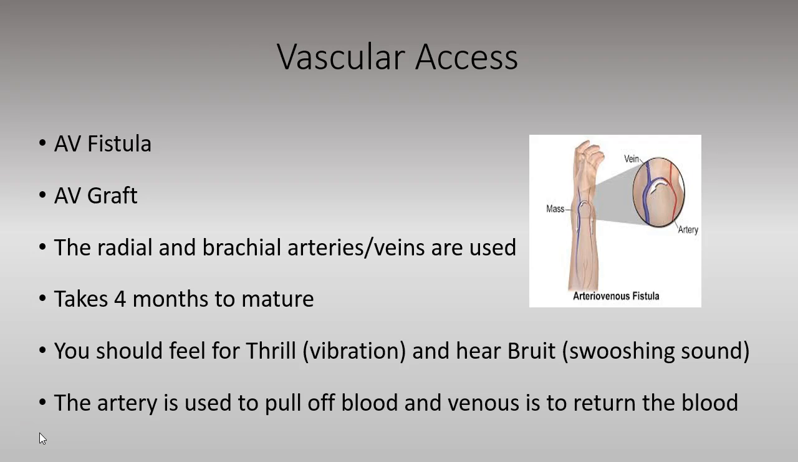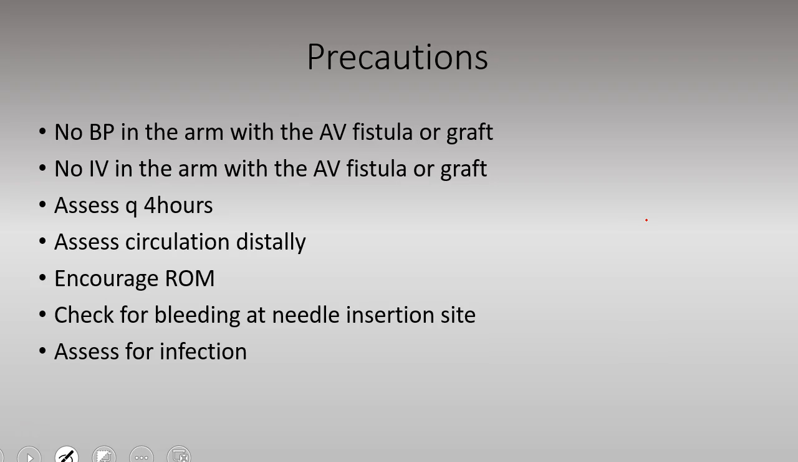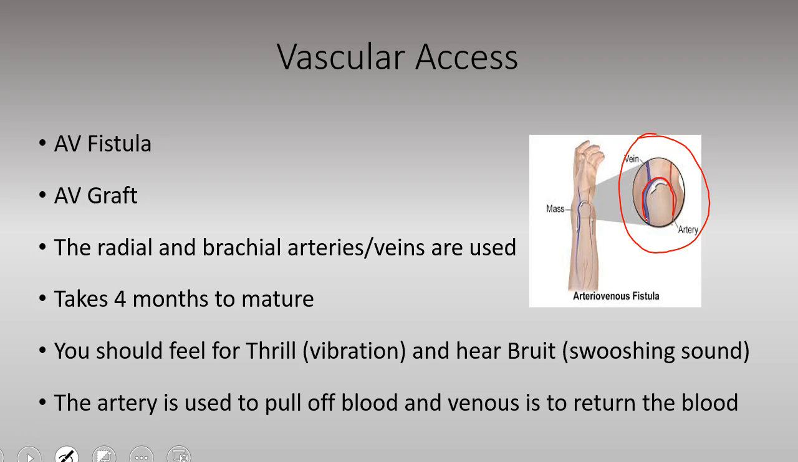You should feel a thrill, which is a vibration, or you may hear a bruit, which is a swishing sound. The artery is used to pull off the blood, and the venous is to return the blood. So in this picture right here, basically what they've done is they've taken the artery and surgically put it together with the vein.